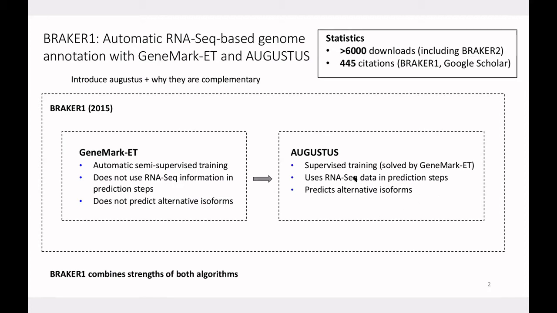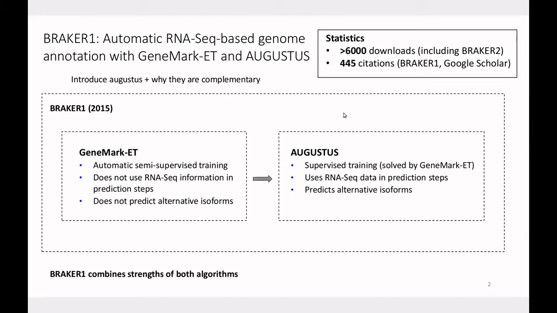But the main weakness of Augustus is that it belongs to the family of supervised training algorithms. So it depends on manually created gene sets. However, by using GeneMark ET, which is self-training, you can overcome this problem by using the GeneMark ET result as a substitute of the manually curated gene set. So by combining these two tools, you get an automatic gene prediction tool, which combines the self-training strengths of GeneMark and the strengths of Augustus, which consist of alternative isoforms, utilizing data in predictions, and so on.